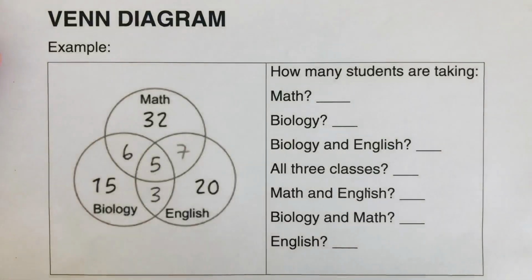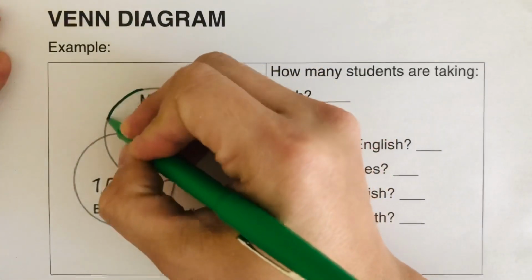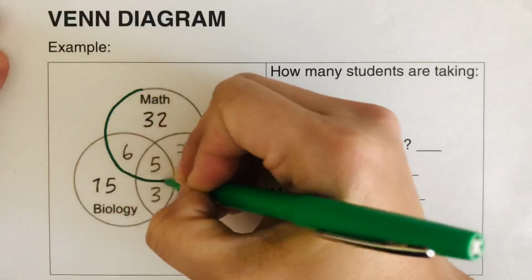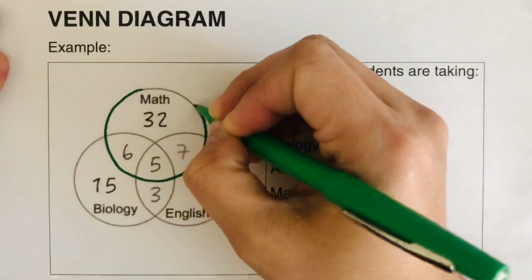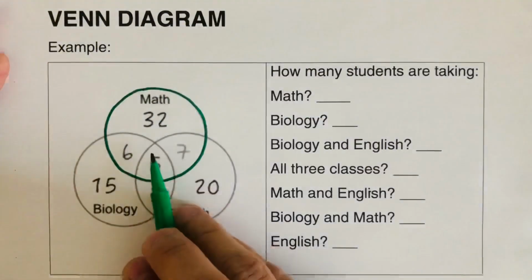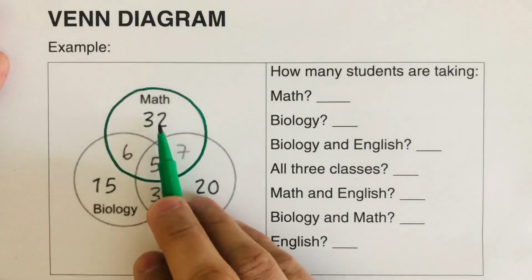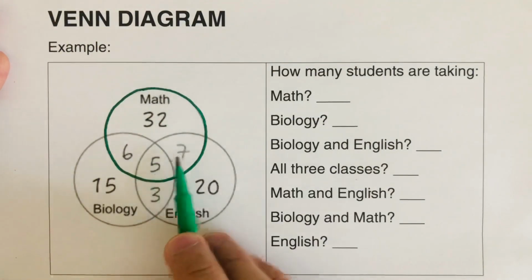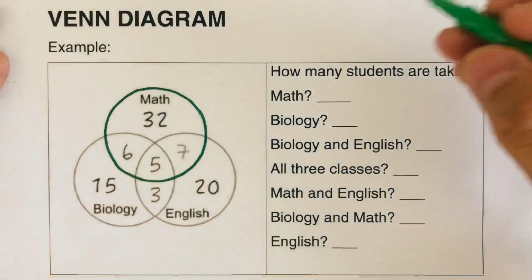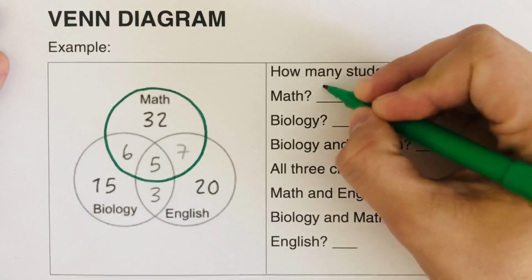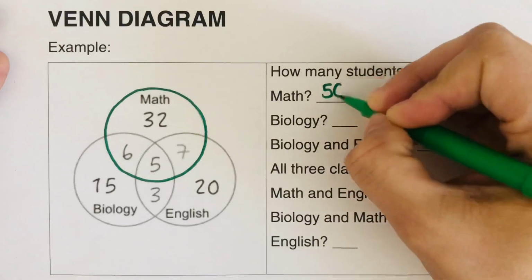So I'm gonna use different colors so we can better see what's going on. I'm gonna use green for math. So this circle right here, all of the numbers that are in here are actually taking math. So if we add 32 plus 6 plus 5 plus 7, which is 50. So there are 50 students taking math.